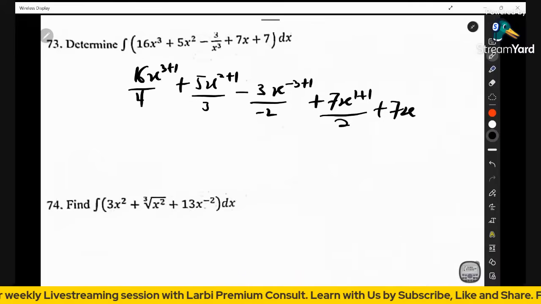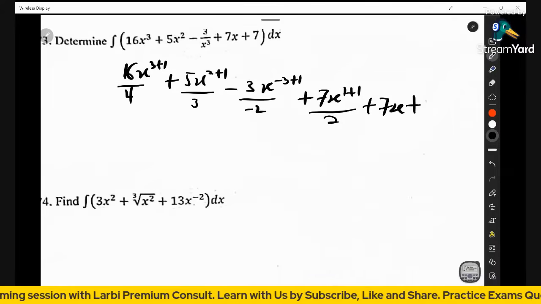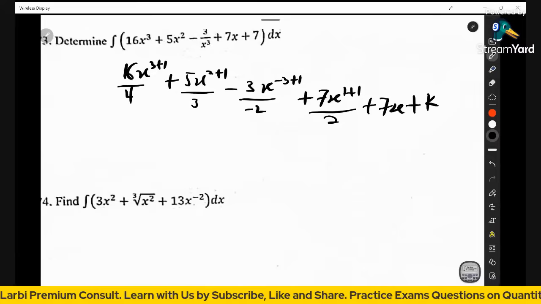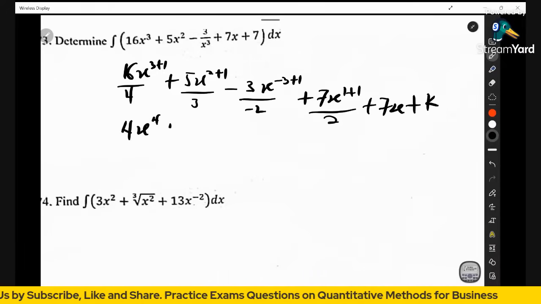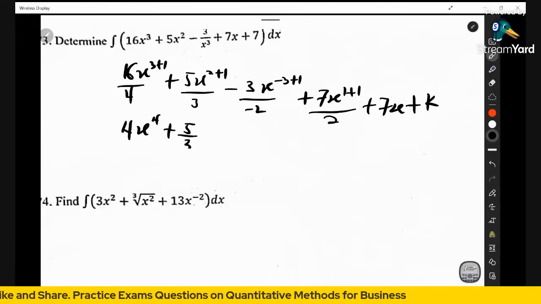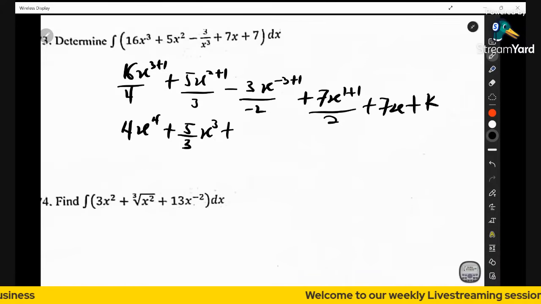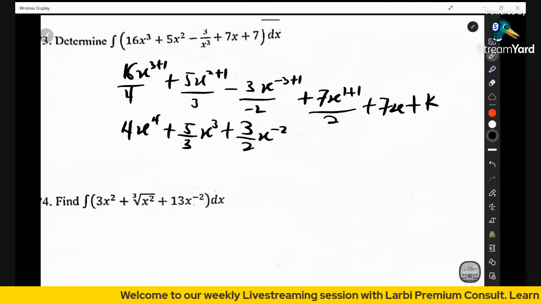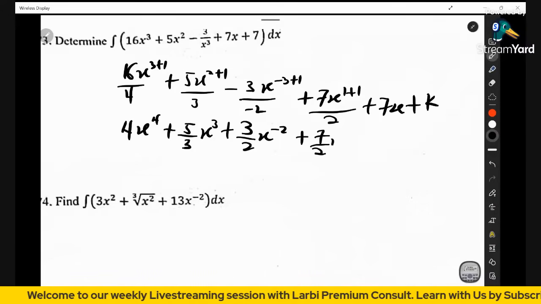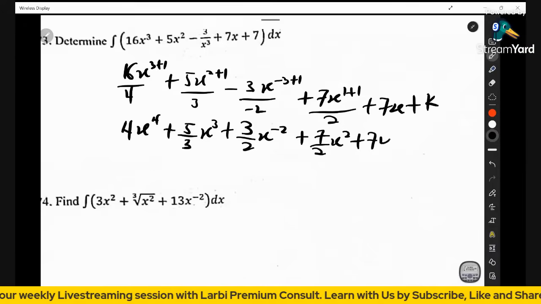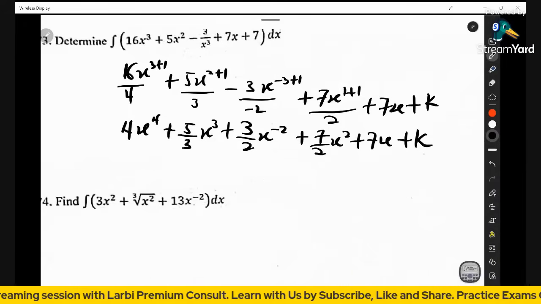7s. Since this is an indefinite integral, we introduce a constant, say K. So therefore, we'll have 4x to the power 4 plus 5 over 3 x to the power cube. Then here is negative, negative, making it positive. So you're getting 3 over 2 x to the power negative 2 plus 7 over 2 s squared plus 7x plus K. Integration. Very simple.